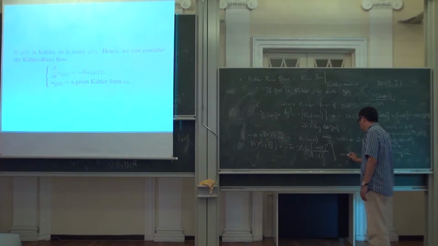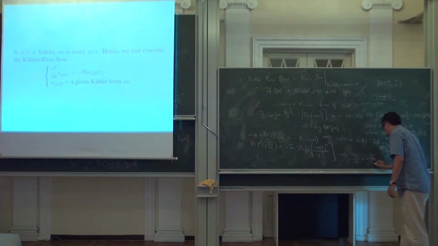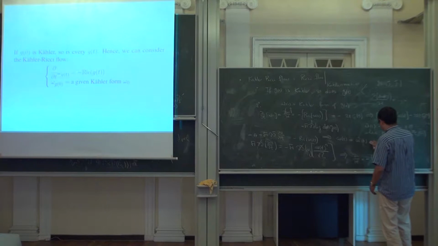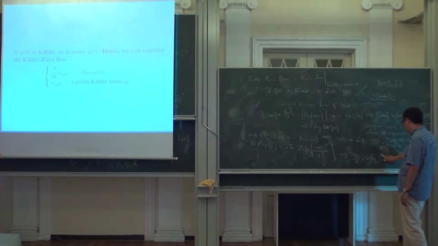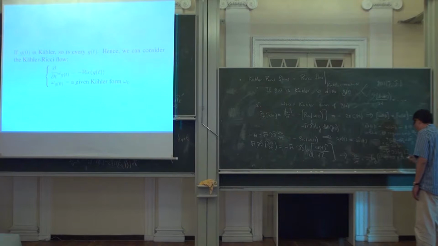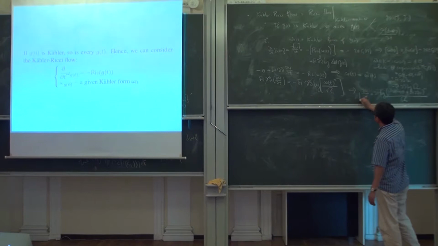So by shifting that, you get ∂u/∂t equals log of ω_t^n over Ω, where ω_t is ω̃_t. I'm sorry, ω̃_t is already that, I'm sorry for that. So ω̃_t is ω_0 minus tθ, and plus √-1 ∂∂-bar u, to the n over the capital Ω, which is fixed. And for u, you can set the initial value equal to 0.